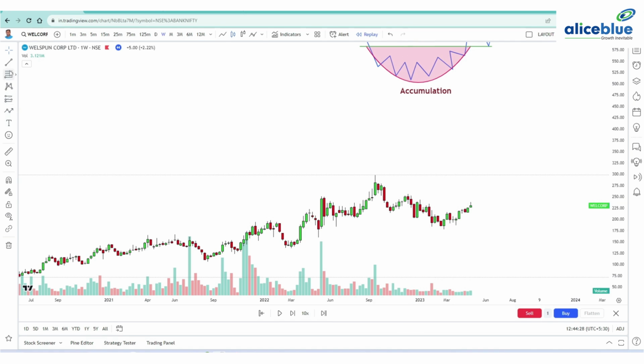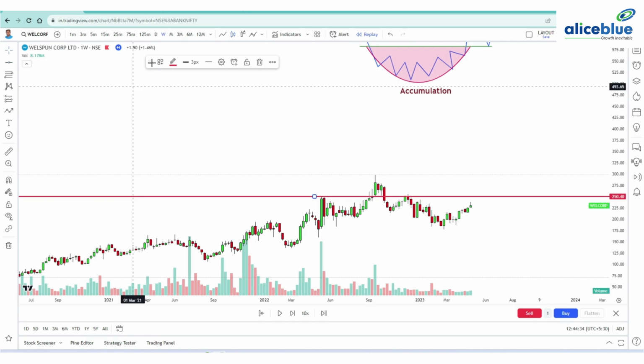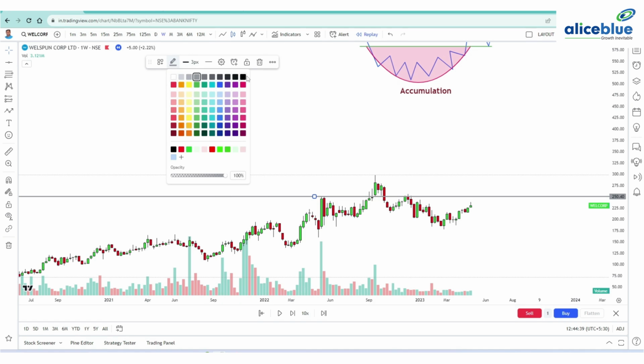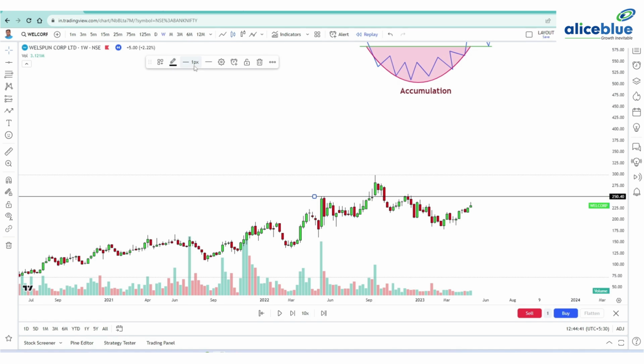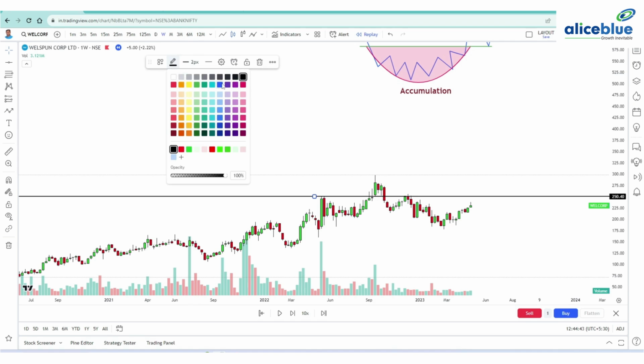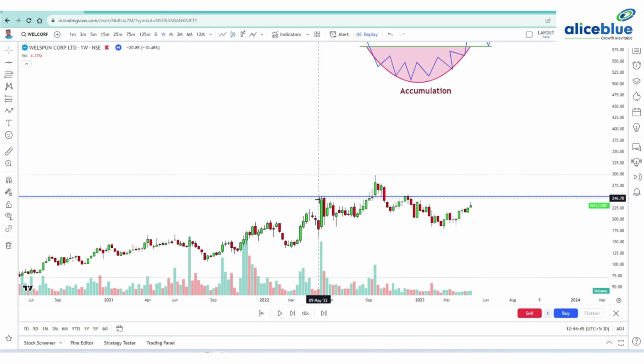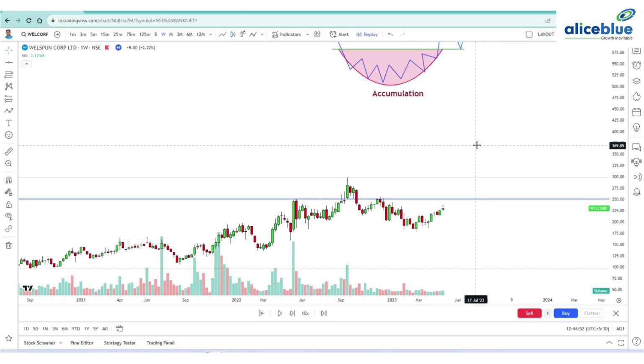So here is the major resistance. You can see this level before it acts as a resistance, it's changing the color into black and blue. Here you can see it acts as a resistance. When this level is taken out, it will become a support.